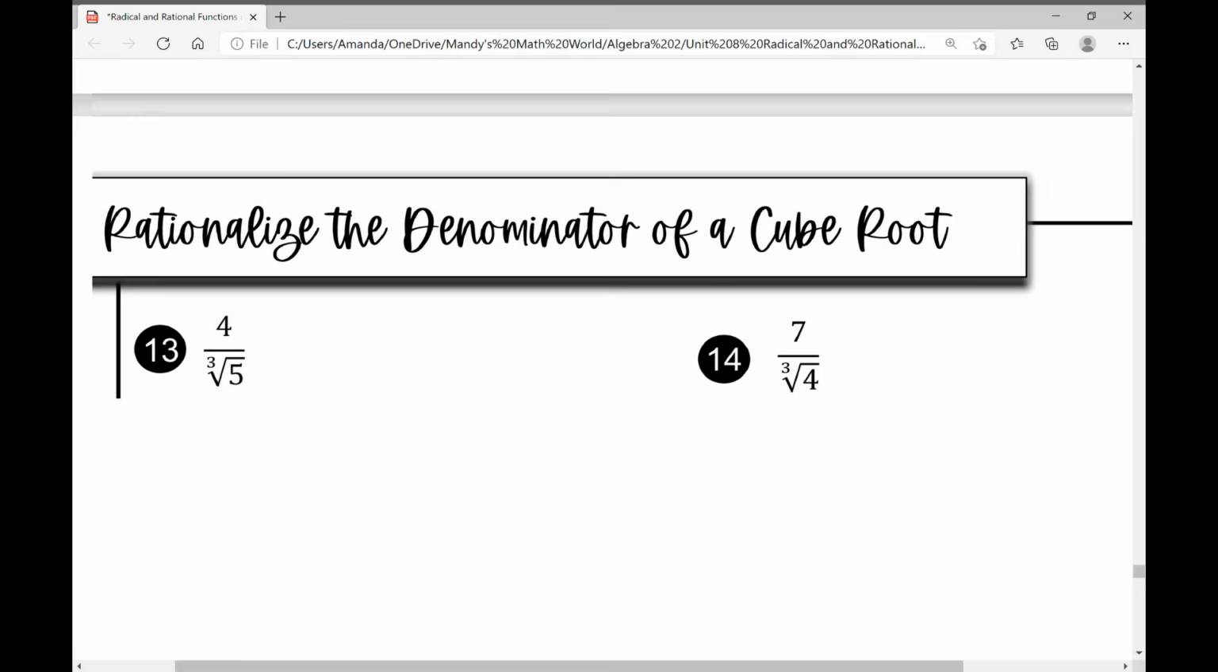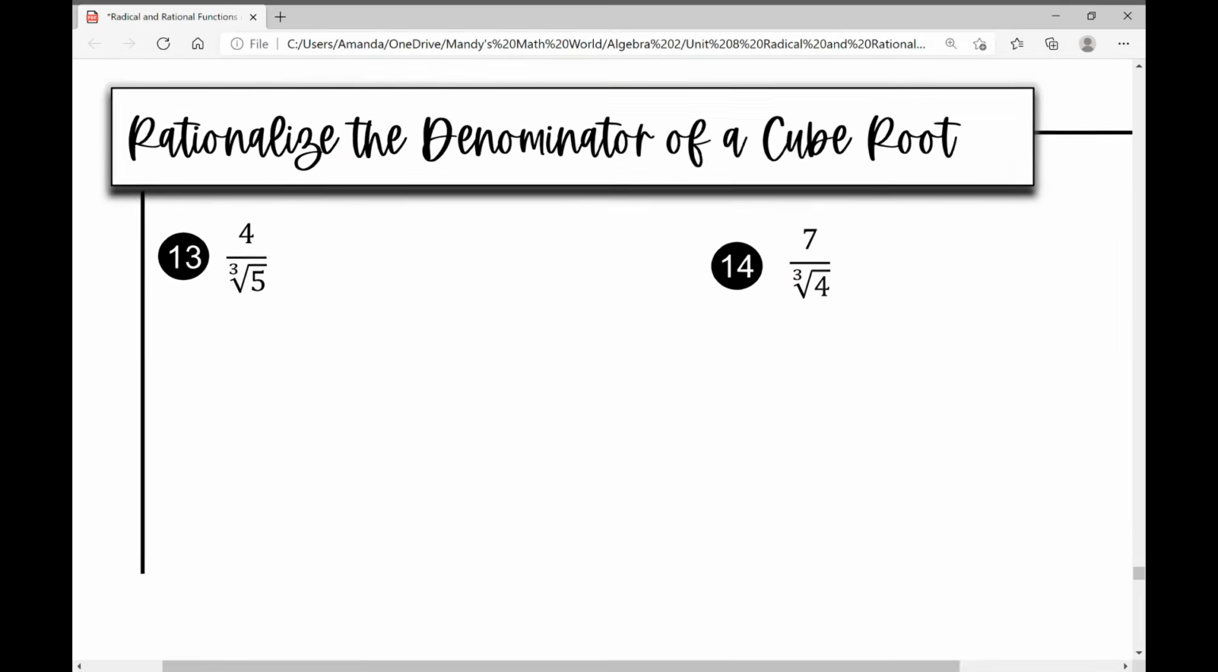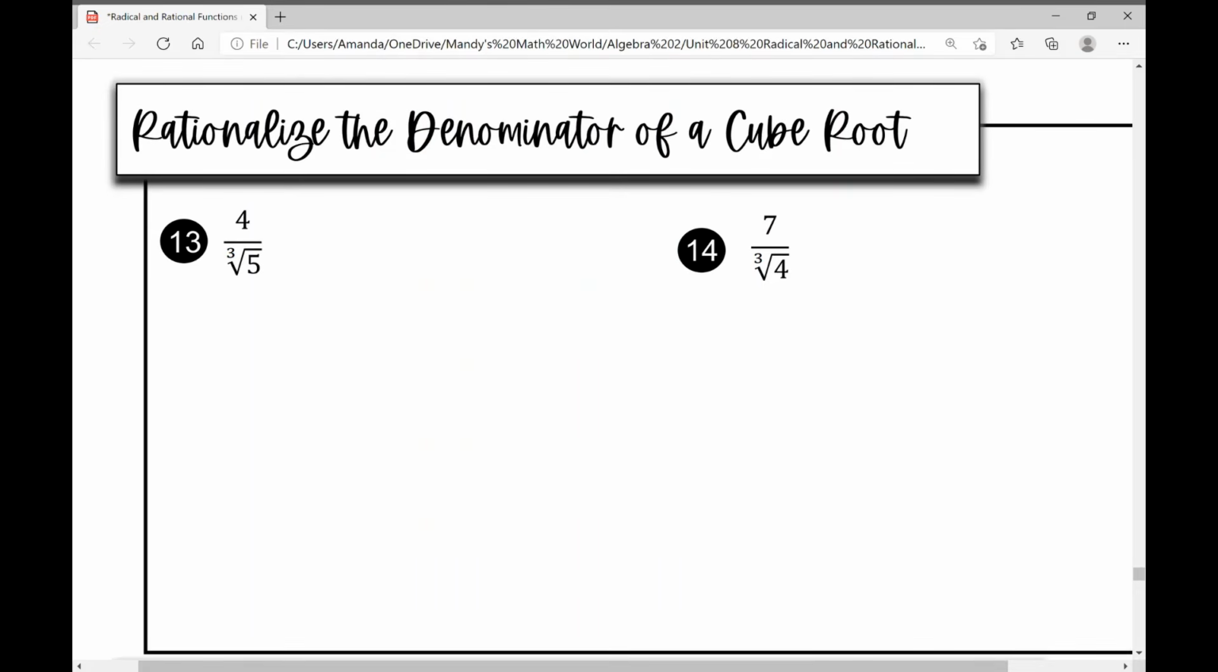So now we're going to rationalize the denominator of a cubed root. So this is a little more involved. It's sometimes a little more confusing for students. So on number 13, if I have 4 divided by the cube root of 5, again, if I'm going to remove that radical, how many 5s do I need under here to get rid of it? I need 3 of them. Right now, I only have 1. How many more do I need?